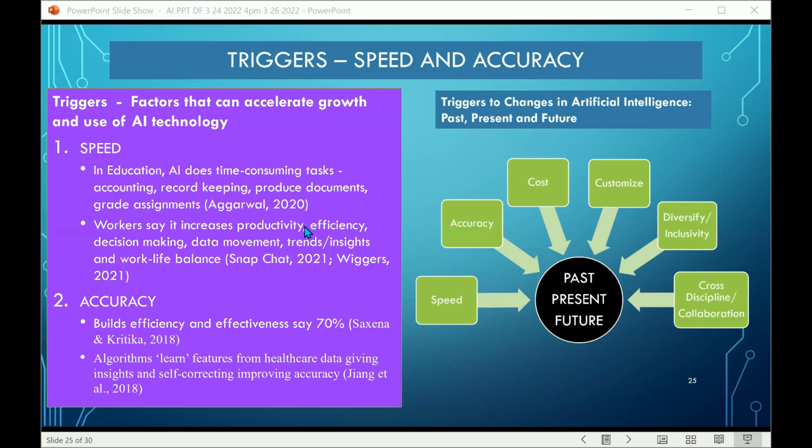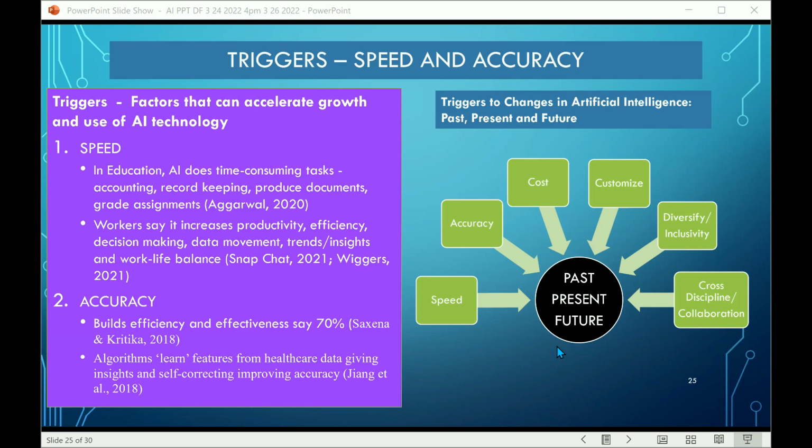And now we're into our final section of going over the triggers in more detail. The triggers, there are 6 of them, as you see in the model. We have speed, accuracy, cost, customization, diversity and inclusivity, cross-discipline, and collaborative. All are impacting what's happened with the technology over past, present, and future. So we're going to look at some examples in the speed.